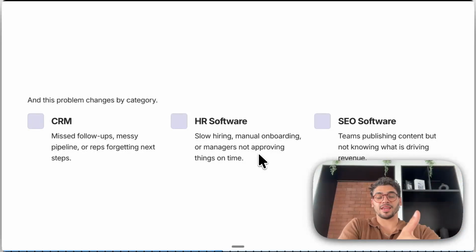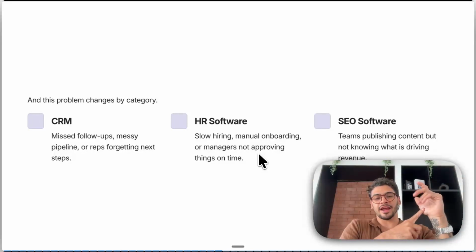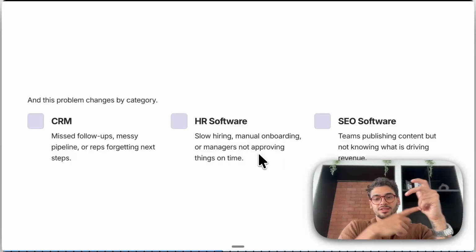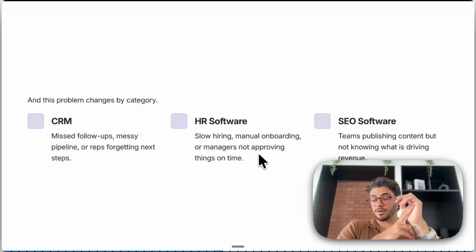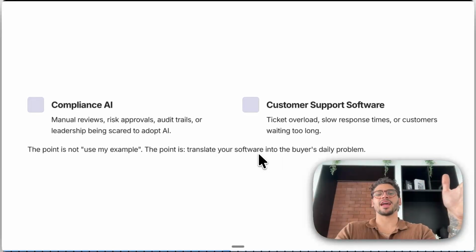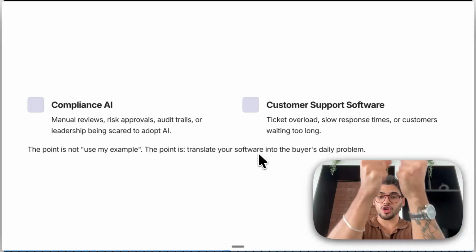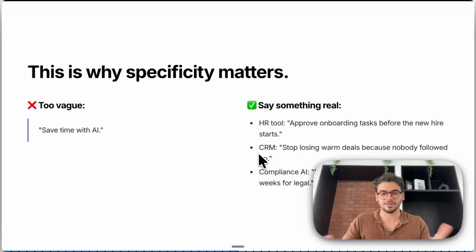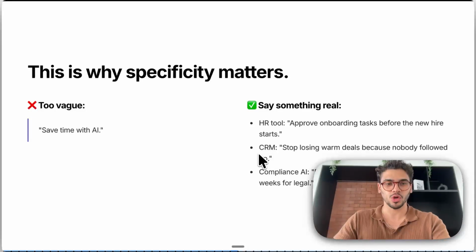And this problem changes by category. So examples here again, CRM: missed follow-ups, messy pipeline, or reps forgetting next steps. HR software: slow hiring, manual onboarding, or managers not approving things on time. SEO software: teams publishing content but not knowing what's driving revenue, right? More examples here. The point is not using my example. The point is to translate your software into the buyer's daily problem, right? You probably have a SaaS that solves a different problem. You need to translate it to your business.